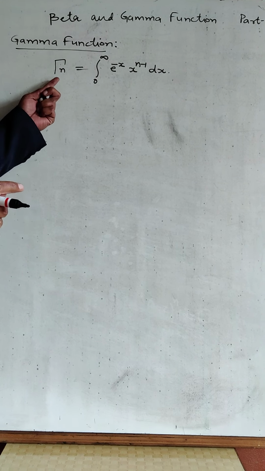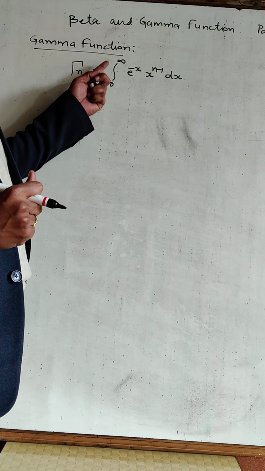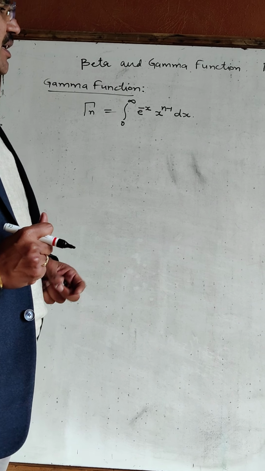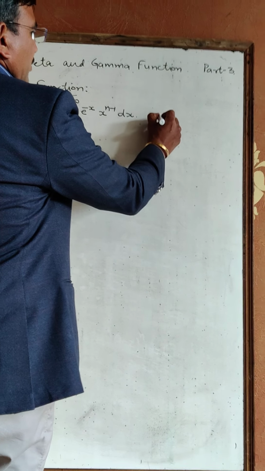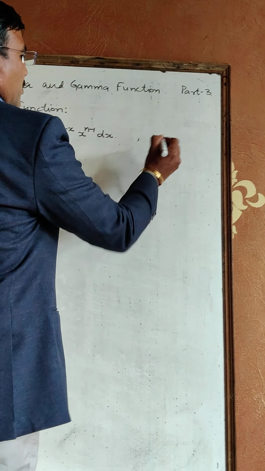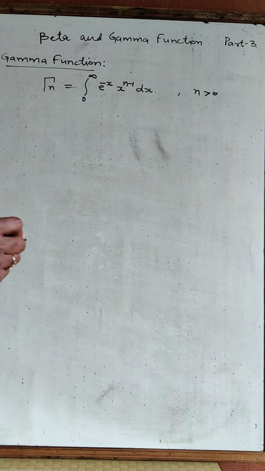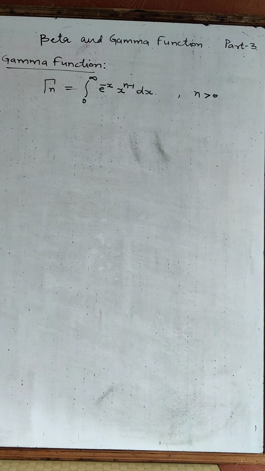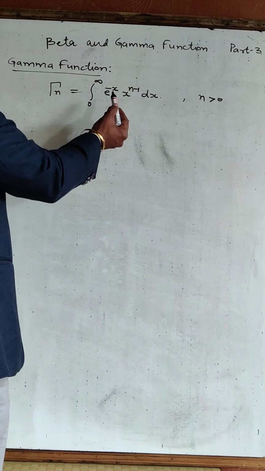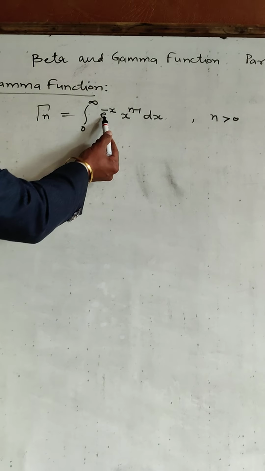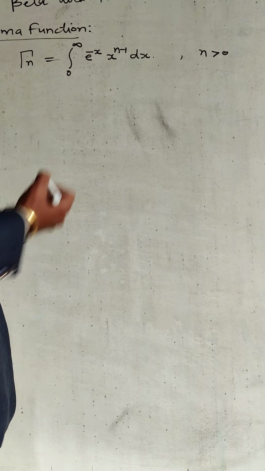Again, gamma function is denoted in this form, gamma n, and it is this definite integral 0 to infinity e raised to the power minus x, x raised to the power n minus 1 dx, where n must be a positive real number. This is a very important condition, otherwise it would be an improper integral which is divergent. So always we have to keep in mind that in the power of the exponential function it must be the variable only with which we are integrating.